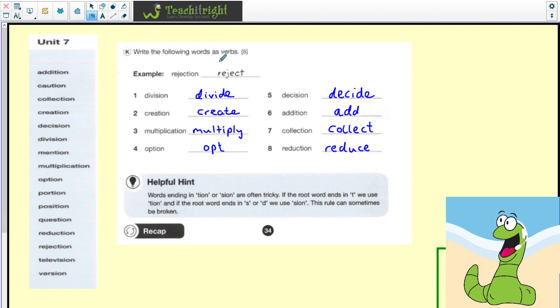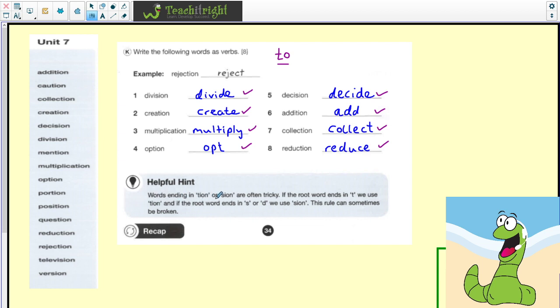Write the following words as verbs. So these are doing words. And often the clue can be if you put the word to in front, it works most of the time, it will be a verb. So to divide, to create, to multiply, to opt, to decide, to add, to collect and to reduce.